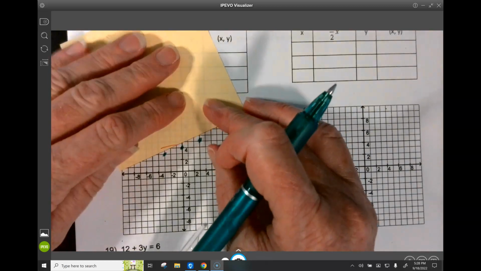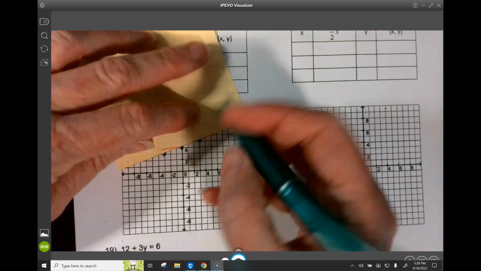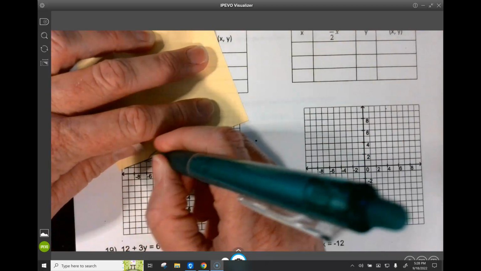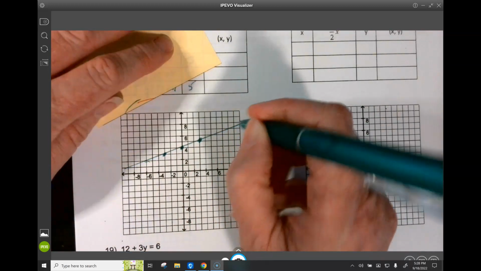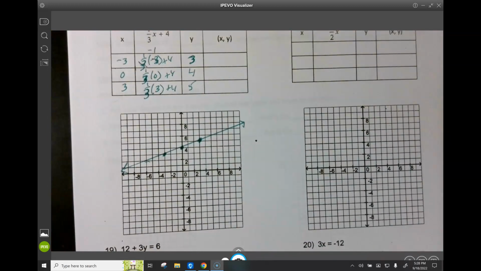Oh, and I'm so excited for the next section that we get to do in the book, the first section of the book, because it's just so cool. One of my favorites. Okay, you get the idea here.